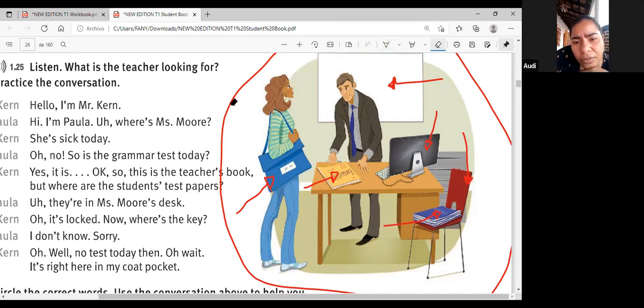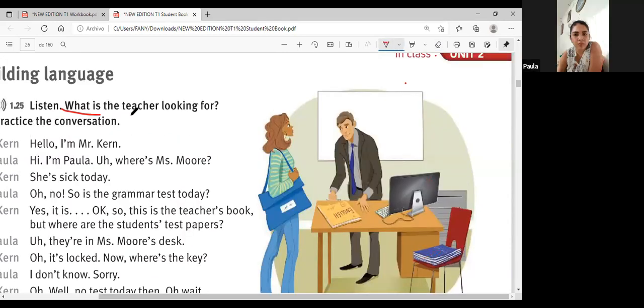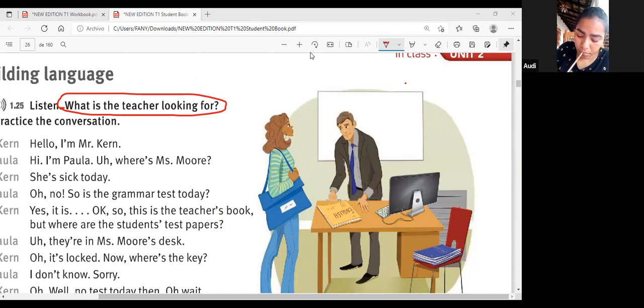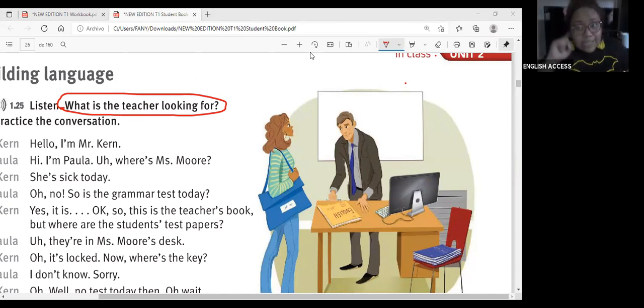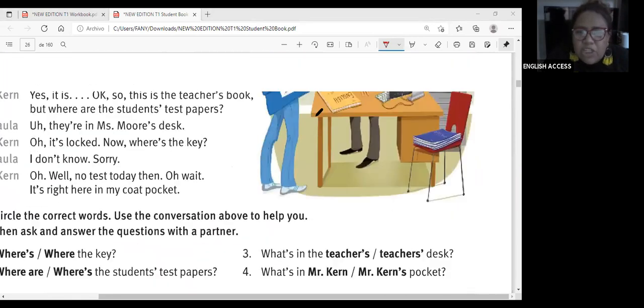Okay, girls, good job. Let's listen to the conversation. And we have a question in this conversation. The question is, what is the teacher looking for? He's looking for something. Where is it? The teacher is looking for something. What is he looking for? Let's listen to the audio and you tell me, what is the teacher looking for? Okay? What page is it?